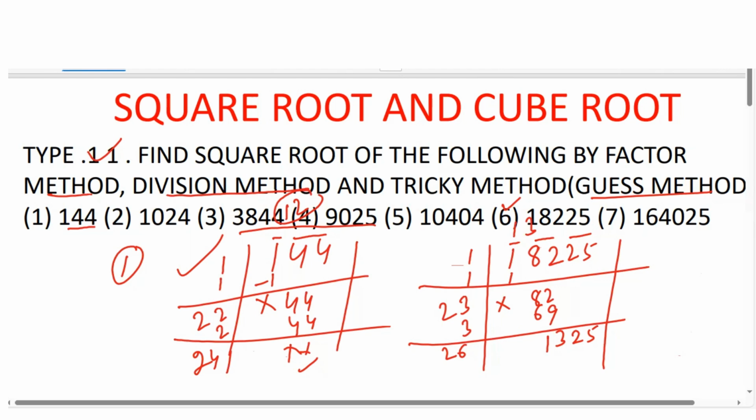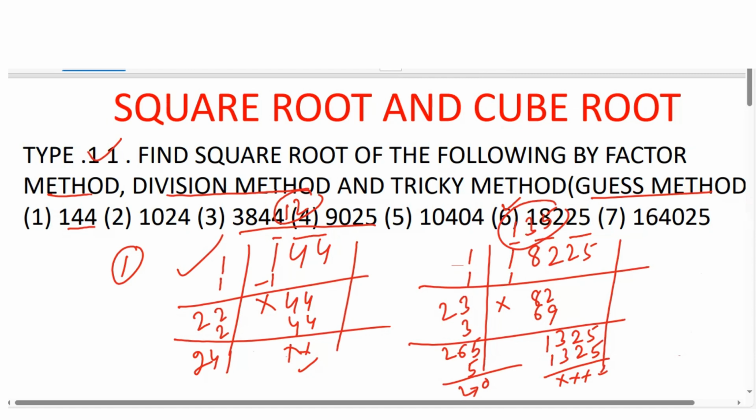5 5s are 25. 5 6s are 30, plus 2 is 32. 5 2s are 10. Yes, we got our answer. So just take 5 here, 5 here, and 5 here. Now 5 5s are 25, 5 6s are 30, 32, 5 2s are 10 and 3 makes 30. So this cancels, this cancels, this cancels. My answer is 135, this is our correct answer.